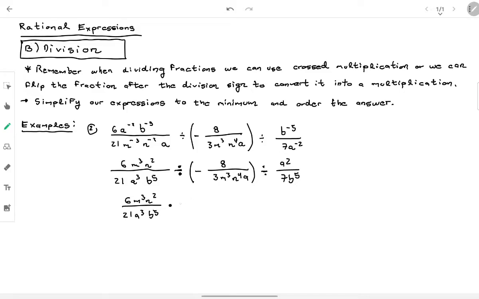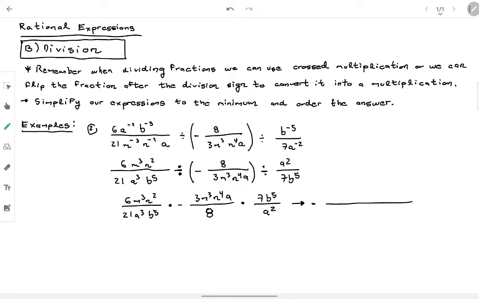That multiplies a negative 3m cubed and 4a divided by 8. That multiplies, if we flip the second one, 7b to the 5 divided by a squared. So here we can put all of them in a single rational expression. It's positive multiplied by negative multiplied by positive. It's going to be negative, so our answer is going to be negative.